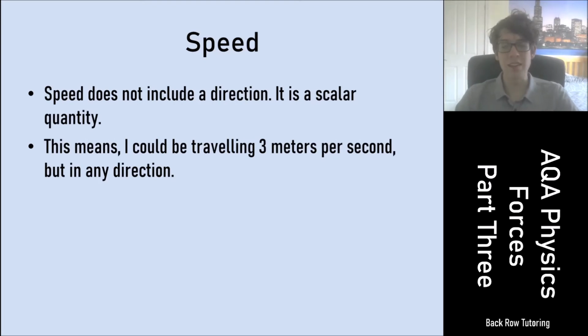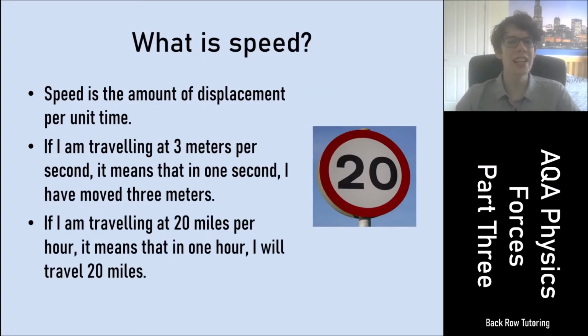So next we're going to have a little look at speed. Speed does not include direction. It is a scalar quantity. This means I could be travelling 3 meters per second, but in any direction. So what actually is speed? Well, speed is the amount of displacement per unit time. If I am travelling at 3 meters per second, it means that in 1 second I have moved 3 meters. If I'm travelling at 20 miles per hour, it means that in 1 hour I will travel 20 miles. So if you're moving at 20 miles per hour, after 1 hour, you will have moved 20 miles because you're travelling at 20 miles per hour.